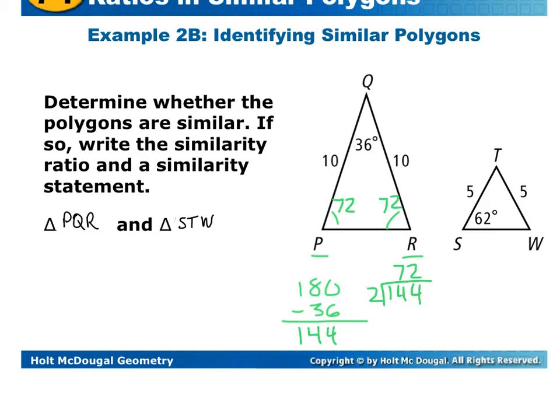We don't even need to find the other angles of STW because the first angle it gives us is 62, and that's not the same as any other angle in our first triangle. So are these triangles similar? No. Can you go back up to the other side?